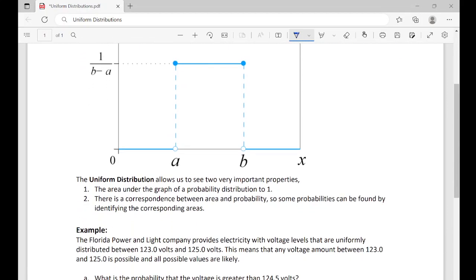So some facts about uniform distribution that you should know. First, the area under the graph of a probability distribution is 1. That just means that if you add up all the probabilities from A to B, you will get 1. So the area here is 1. And this is very important, there is a correspondence between area and probability. So some probabilities can be found by identifying the corresponding areas.